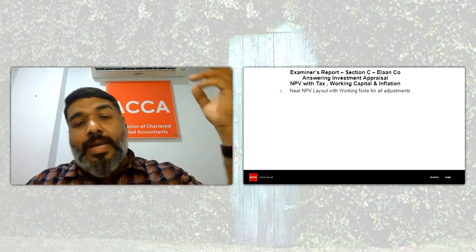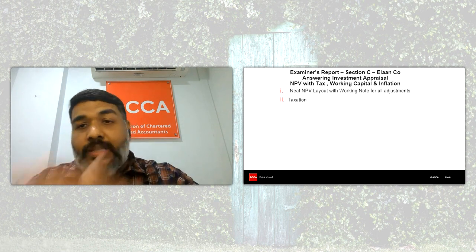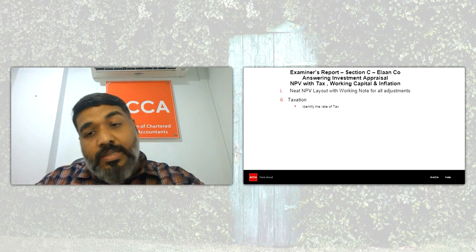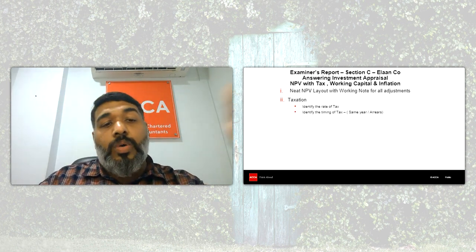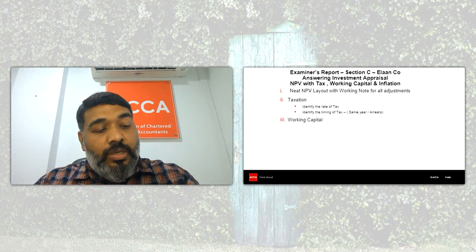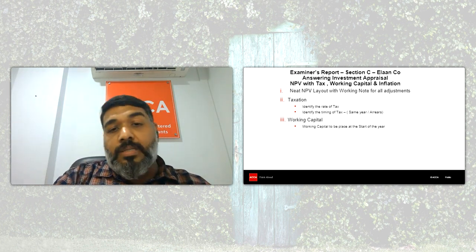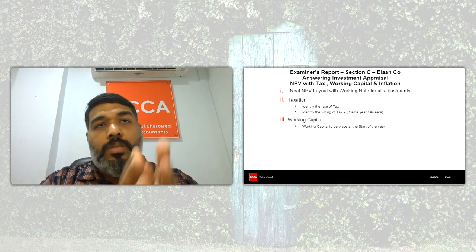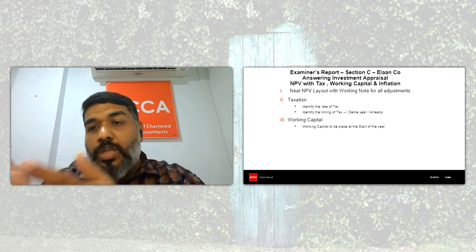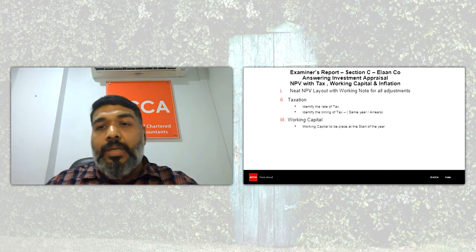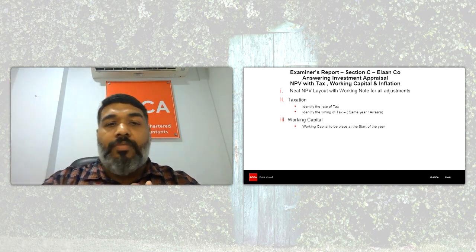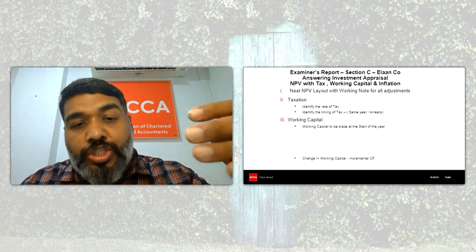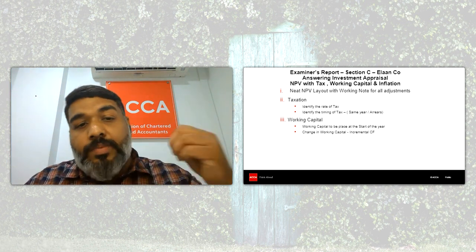Working note, for example, let's say taxation. You've got to identify the rate of tax and the timing of the tax, whether it is in the same year or whether it is in arrears. As far as working capital is concerned, the change of the working capital is to be placed at the start of each year. As far as the working note, what were the columns? The working capital that was required, the incremental working capital, and then we placed all the working capital one year in advance. And in the final year, the working capital was fully recovered. So you've got to show the change in the working capital cash flows, that is the incremental cash flows.